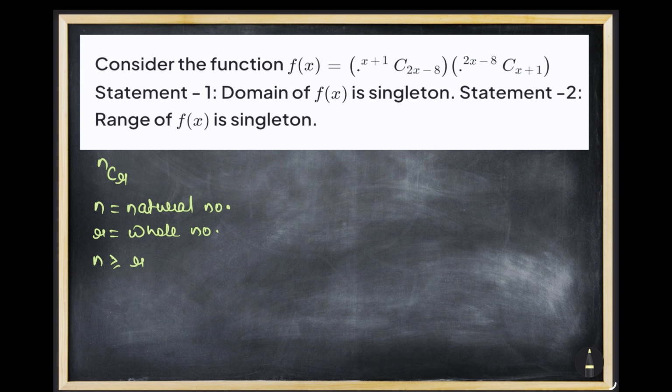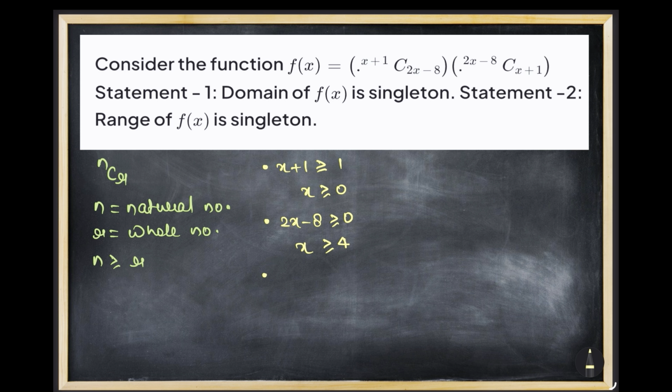Okay, now I will play with the first part. That x plus 1, the upper subscript, has to be a natural number. So can I say that greater than or equal to 1 means x should be greater than or equal to 0? So the first point is x should be greater than or equal to 0. Second part, 2x minus 8 has to be a whole number. So can I say greater than or equal to 0? So can I say that x should be greater than or equal to 4? This is your second point.